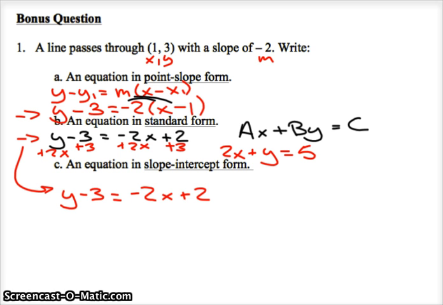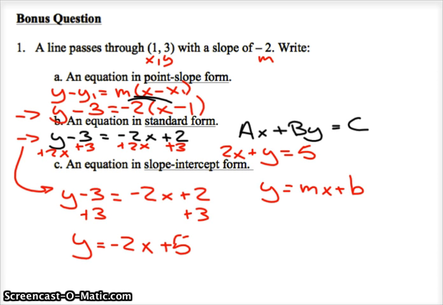And again, slope-intercept is y equals mx plus b. So all that's left to do is to add 3 to both sides. So I'm left with y equals -2x plus 5.